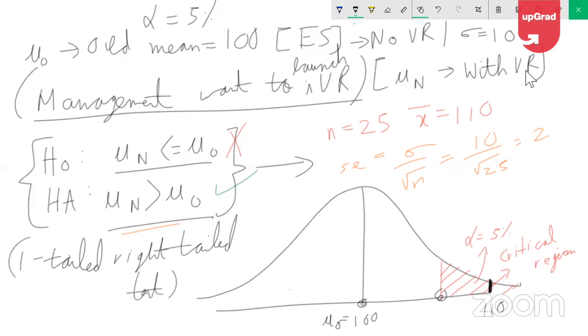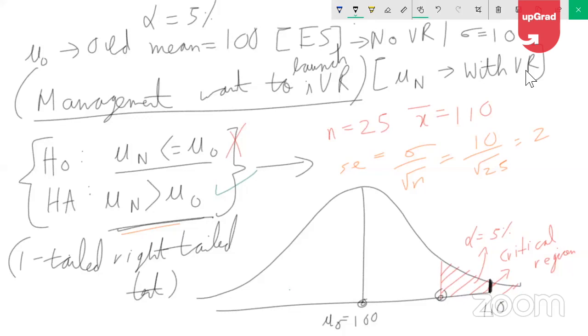It's called a one-tailed right-tailed test because we are only checking for one direction, a single direction. The hypothesis condition is mu n is greater than mu naught. We are trying to prove whether the new mean is greater than the old mean. So it's a single directional test, and hence it is a one-tailed right-tailed test. Yes, the critical region is on one side, exactly. Similarly, there can be one-tailed left-tailed, and there can be a two-tailed test, where the critical region is on both sides.